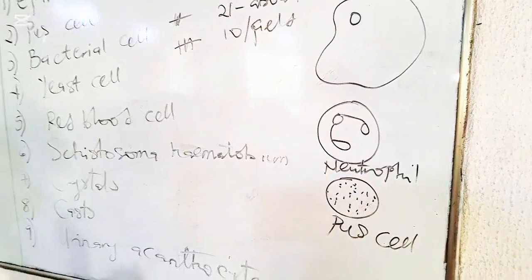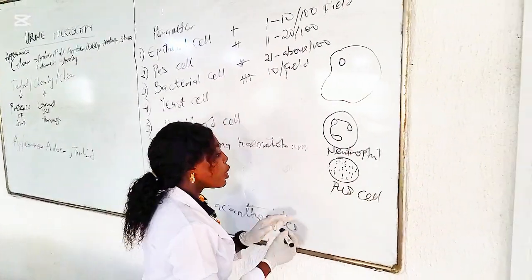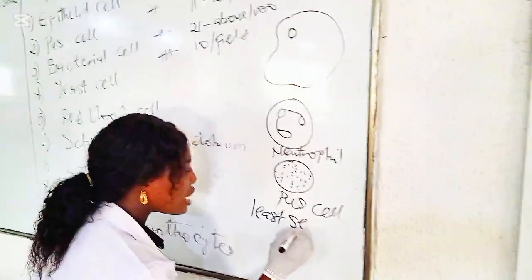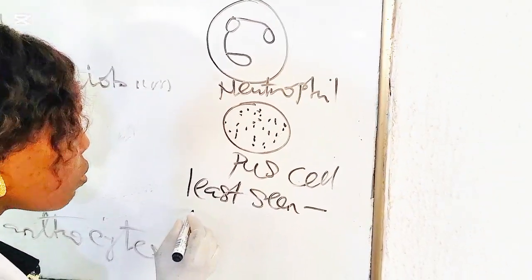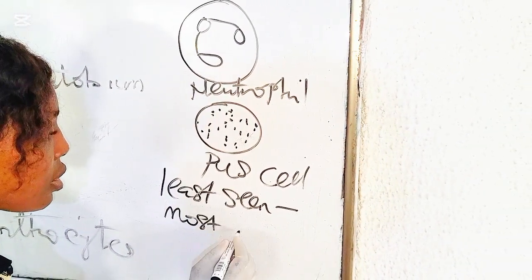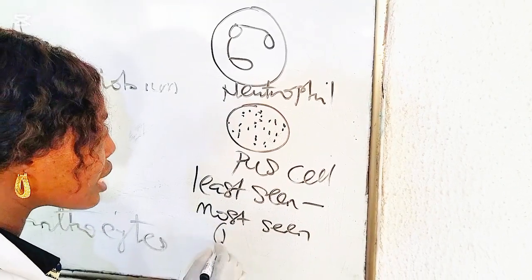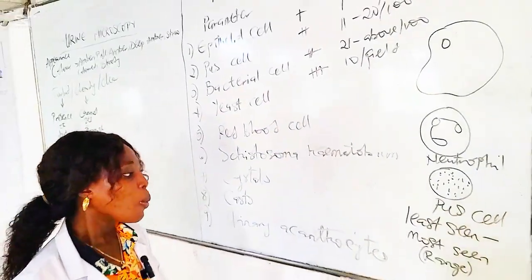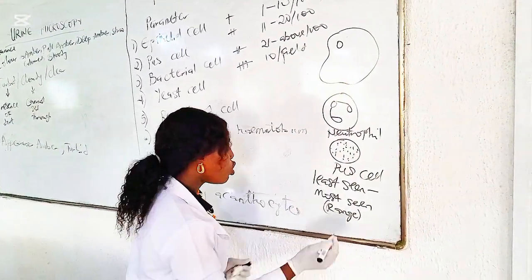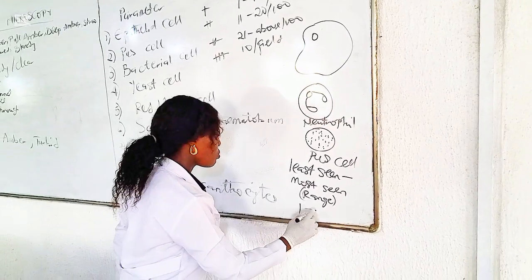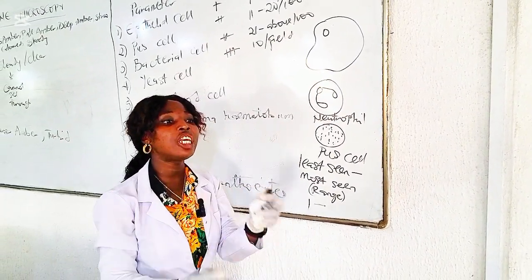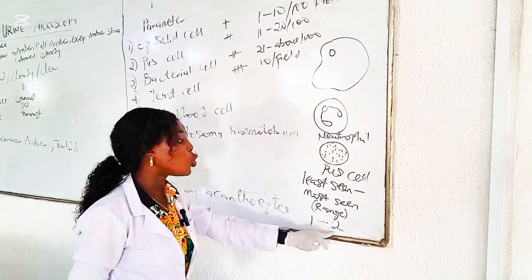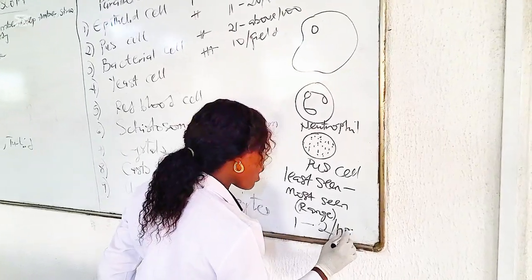Pus cells are graded in ranges. This is how we grade pus cells, from the least to the most. What do we mean? You grade your pus cells in range. Let's assume you viewed 100 fields and the least you could see in each field was 1, and the most you could see in each field was 2. You say your pus cells are 1 to 2 per high power field.